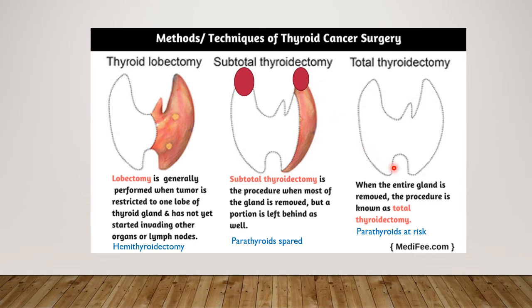And then the third type is total thyroidectomy, which is quite easy. When the entire gland is removed, the procedure is known as total thyroidectomy. Okay, so this is the entire gland. So this is a simplified way of remembering the types of thyroidectomies that are used to describe the various procedures.